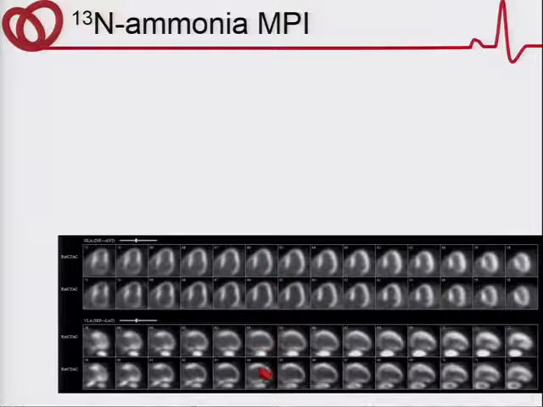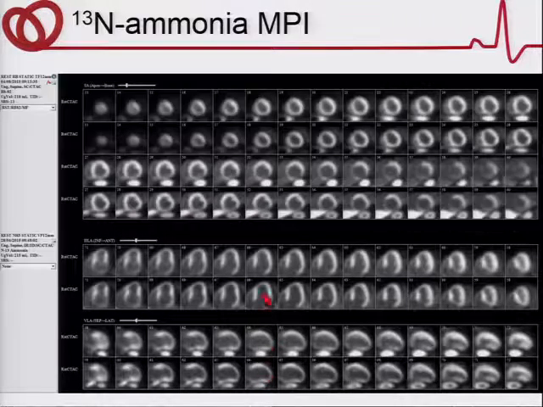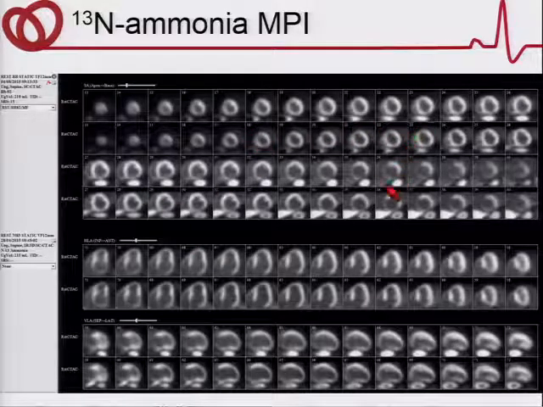The biggest difference between rubidium and ammonia is actually that you can delay the start of imaging a little bit and get a little bit better myocardium to blood contrast. But in general, I would say the image quality is extremely comparable.